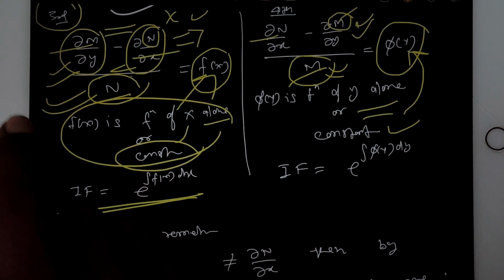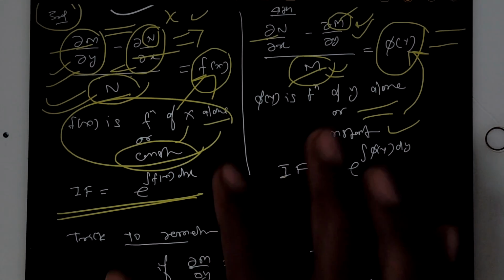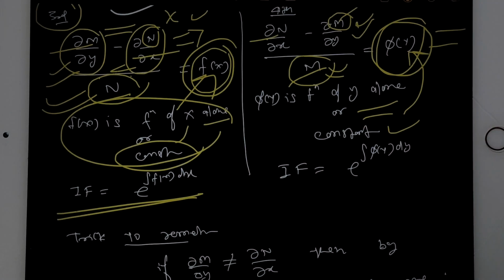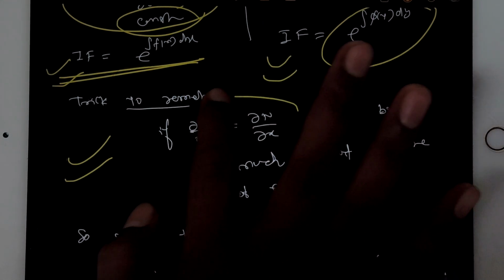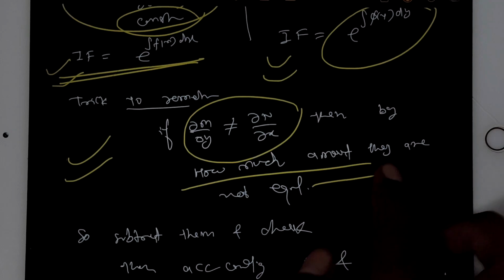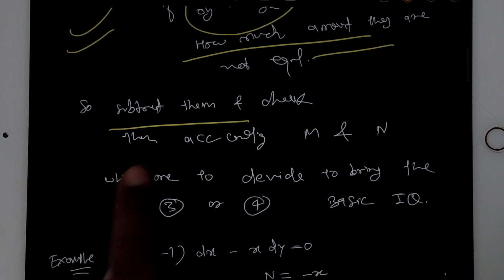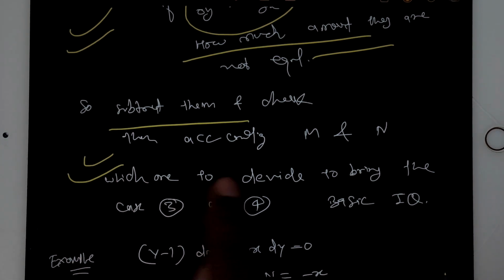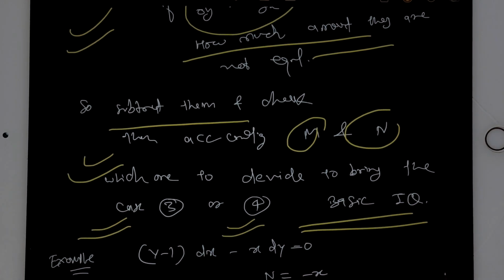Guys, remember, this is not the integrating factor. When you subtract them and divide, then you will be getting a function, either f(x) or phi(y). Those will help you to find the integrating factor. This kind of integrating factor we have also seen when we were solving Bernoulli and first order first degree equations, right? So the trick to remember: if they are not equal, then by how much they are not equal, you have to think. Means after subtraction only we can think. So subtract them and check. Then according to M and N, you choose either case three or case four, which is basic IQ.